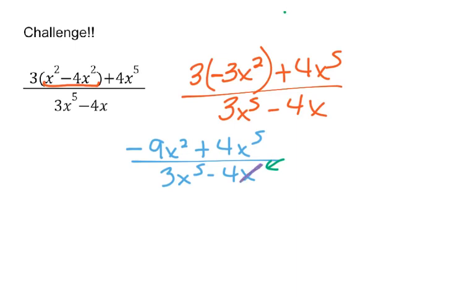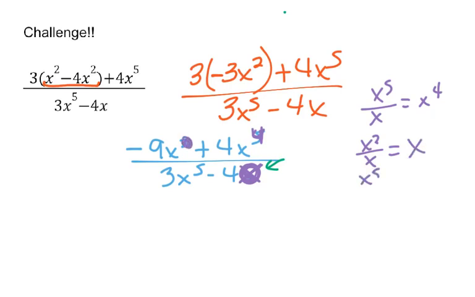So this would be divided by x, so this would go away. x to the 5th divided by x would be what? x to the 4th, so this turns into a 4. x squared divided by x would give me x, so this goes away. x to the 5th divided by x, again, would be x to the 4th, so this would be a 4.